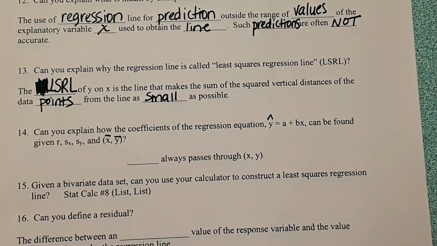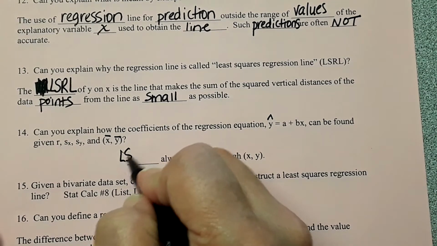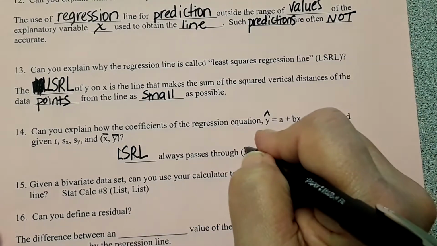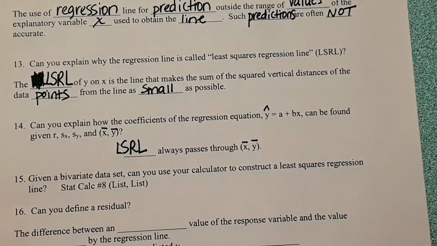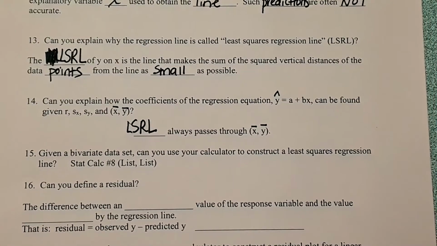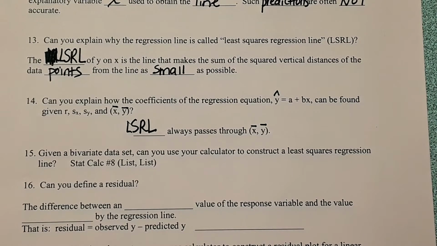So the other day when we found correlation by itself, and we found the x bar, y bar, the least squares regression line is always going to pass through x bar, y bar, always. That is part of the reason that we use it for correlation.